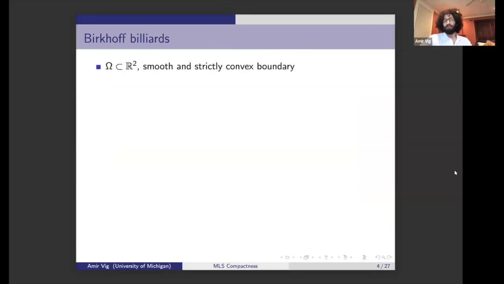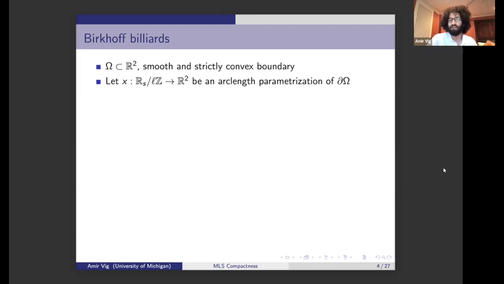Okay, but so now we'll talk about Birkhoff billiards, and this is going to be the subject of the majority of the talk. Well, in fact, all of it. So let's let omega be a smooth domain in R2. So it has smooth and strictly convex boundary. This is what we call a Birkhoff billiard table. And we can assign to it an arc length parameterization of the boundary. So L here is going to be the length of the boundary, and S is going to be the arc length parameter. Strict convexity means that the curvature, just in the sense of multivariable calculus, is a strictly positive function.